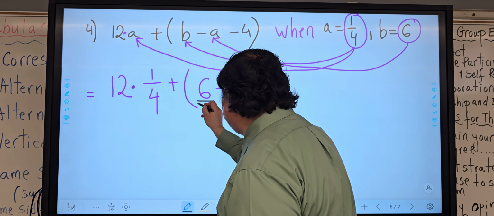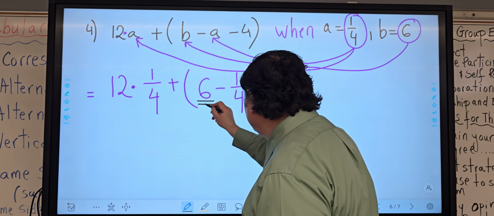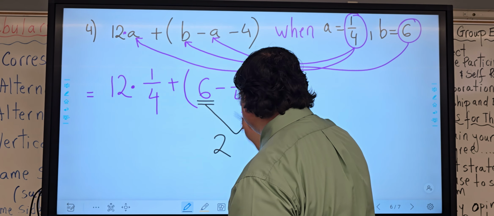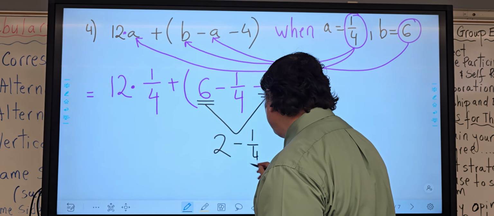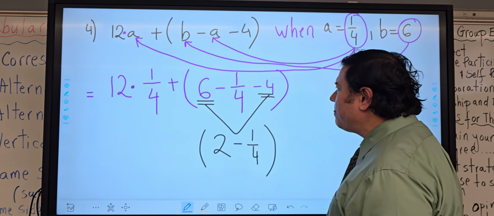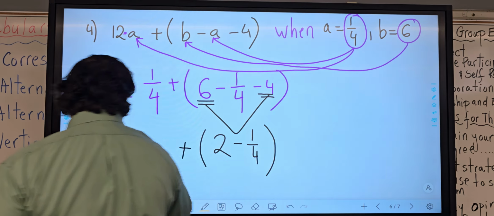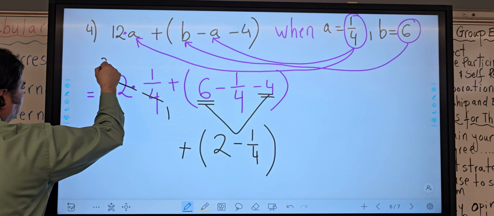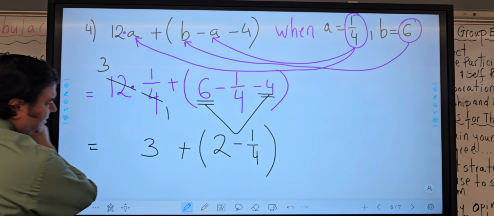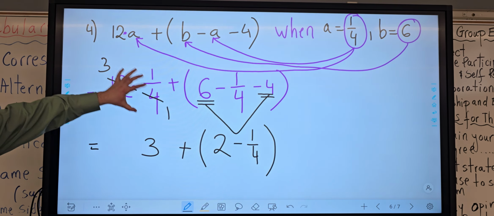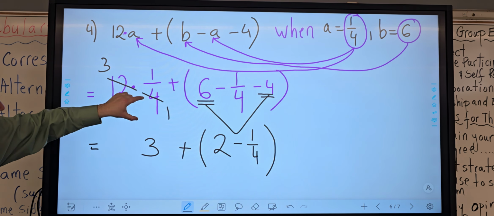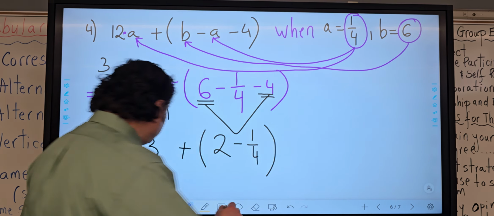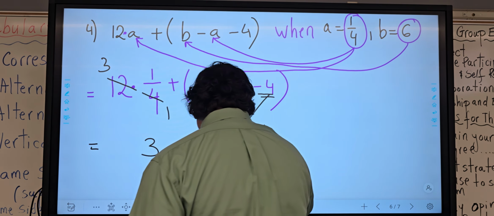And to make things simpler, we can first subtract 6 minus 4, which is 2, and then subtract 1 over 4. You see, we make this a little bit simpler for you to see. And then we still have the plus here, and here we have 12 divided by 4 becomes 3. And 3 times 1 is 3. This is so simple. This expression here, after we multiply 12 times 1/4, is the same thing as 3. 12 divided by 4 is 3. And now, of course, we are going to continue with solving this parenthesis here.